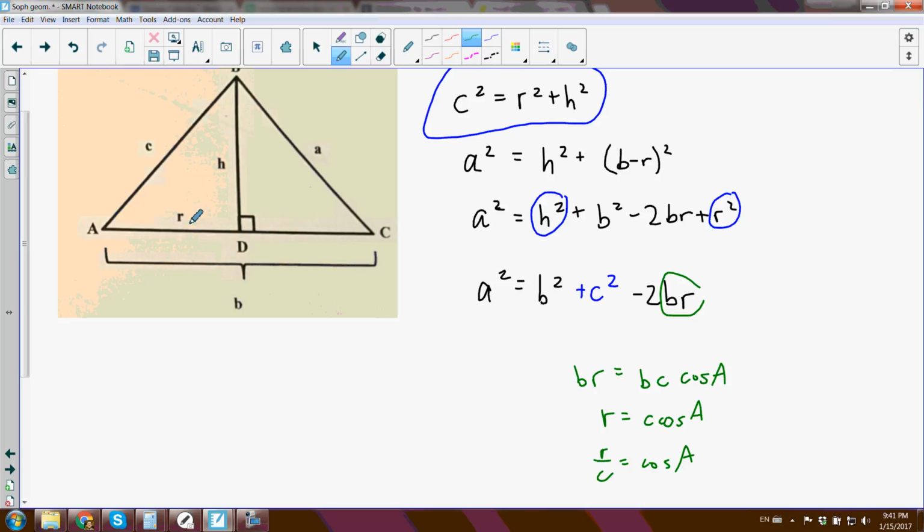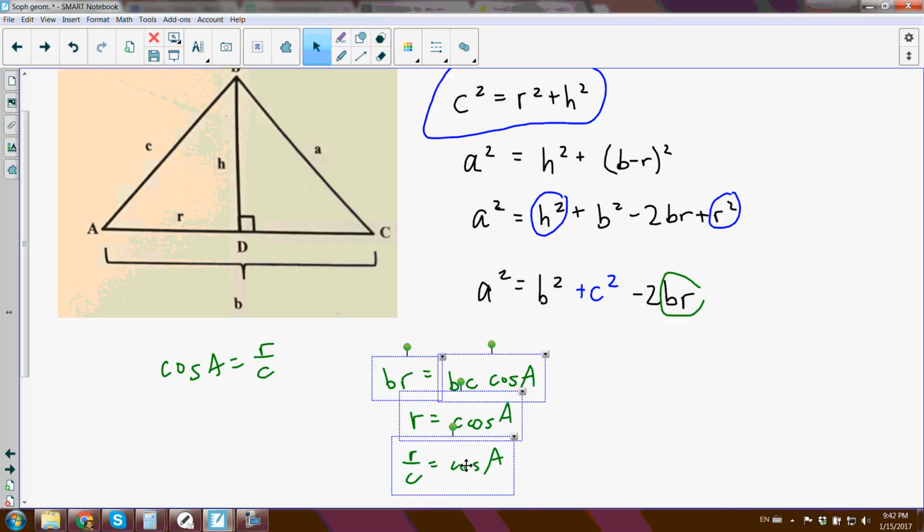You can see right there, r is the adjacent side, c is the hypotenuse. Adjacent over hypotenuse, that's the cosine of that angle, a. So I kind of went backwards. You have to say cosine a equals r over c, and then from there work this way. Well, actually, I guess I didn't go backwards.